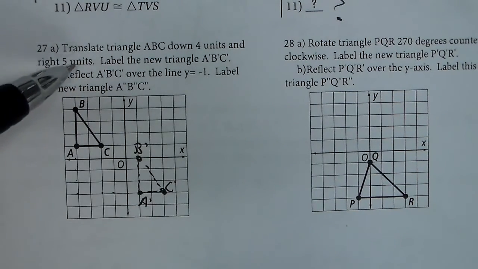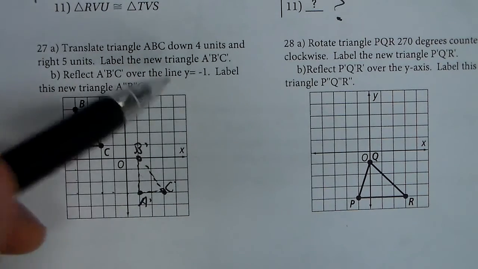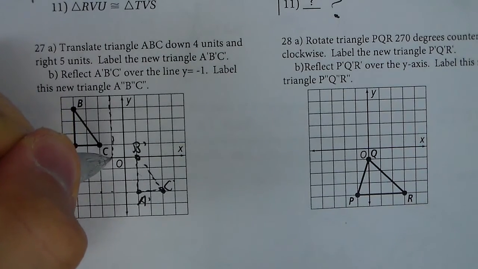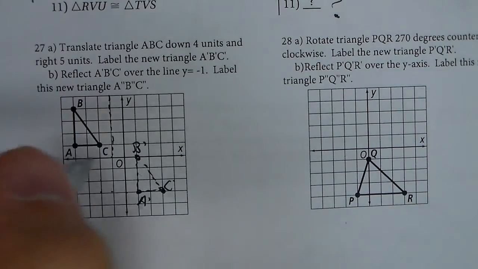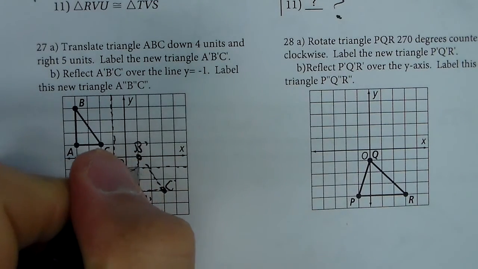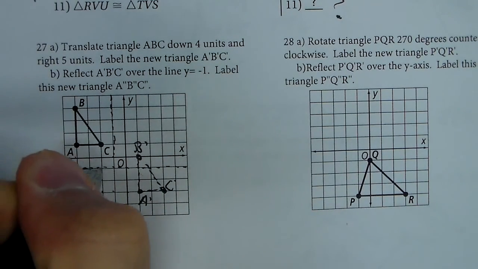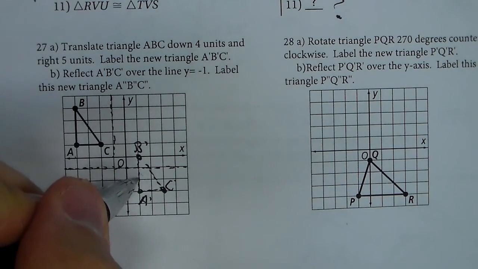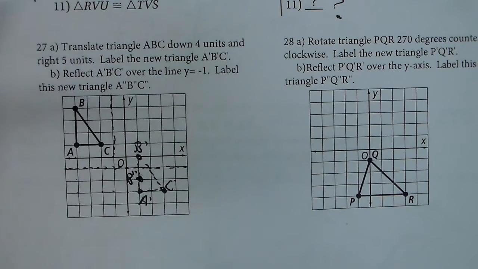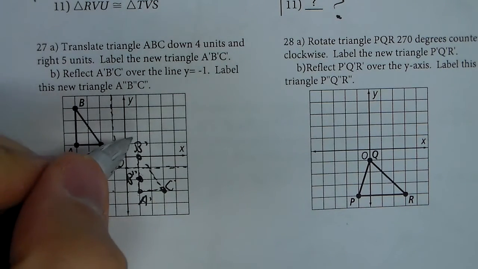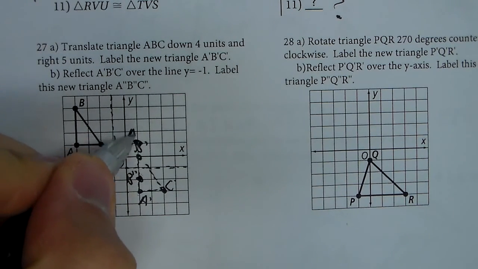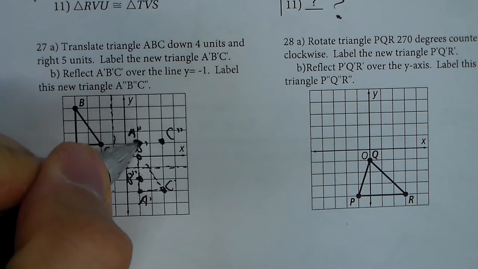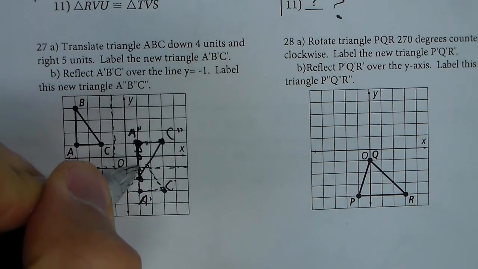Then it asks us to reflect this triangle over the line y equals -1. Y equals -1 is the vertical line. Try it again. Y equals -1 is the horizontal line through -1. So if I reflected that, B, which is 1 above, now goes 1 below, and that's B double prime. A, which is 2 below that, now goes 2 above the line. And C, which is 2 below, goes 2 above, and we end up with this triangle.